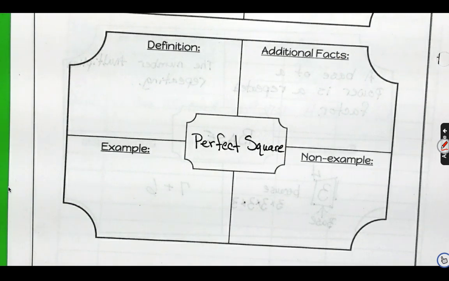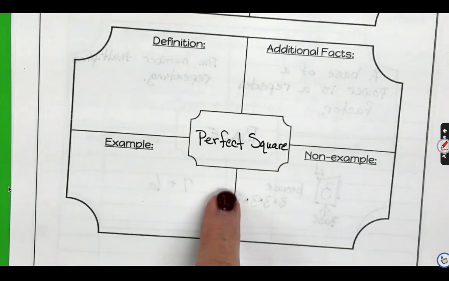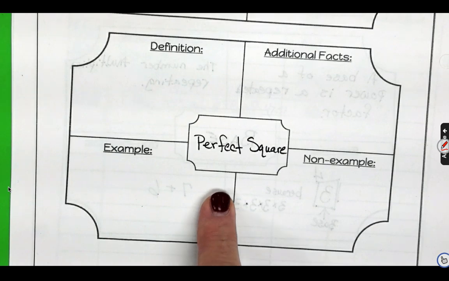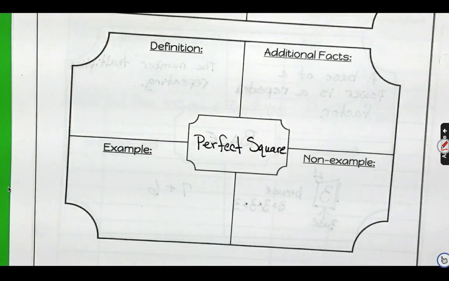So we've got to go quickly. A perfect square, we're done. We're stopping right there. We're going to talk more about perfect square tomorrow. Okay? We're stopping right there.